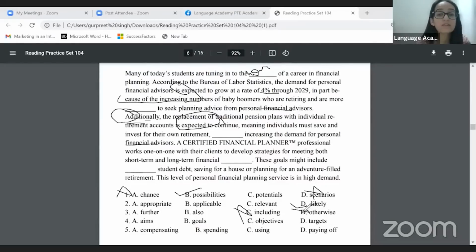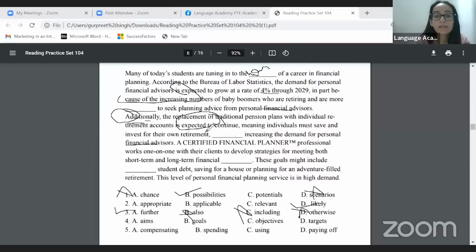Otherwise, no. Otherwise is used when we go opposite to something. But here we are going in the same side. We are giving one additional reason why the demand is going to increase. But we cannot go with also, because we don't use also in this way that we complete a sentence, put a comma, and then we say also this. That's not how also is used. So here we'll go with further. Further means this also is increasing. It means also only, it conveys also only, but we can use it because further is a conjunction. It can be used to connect two pieces together.